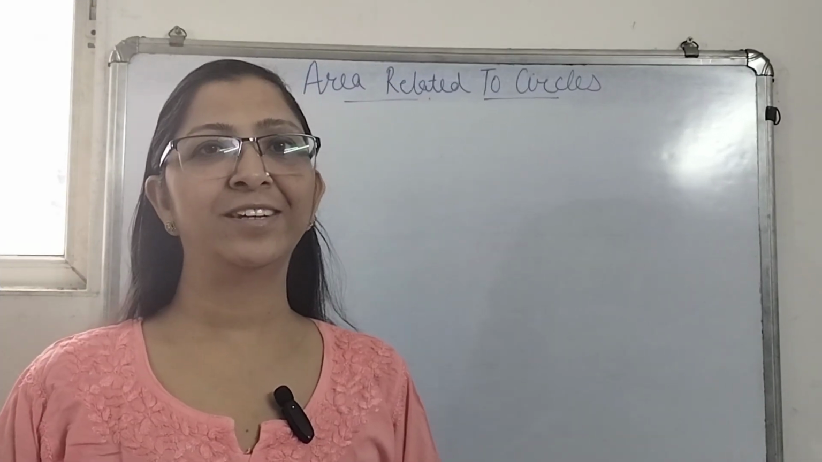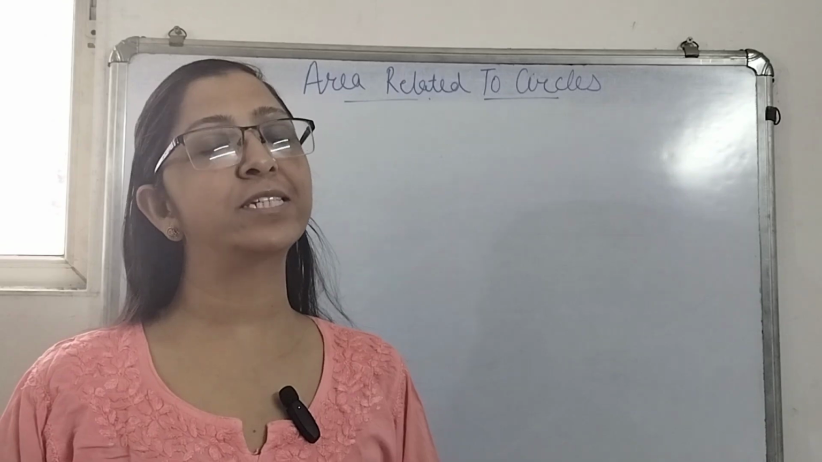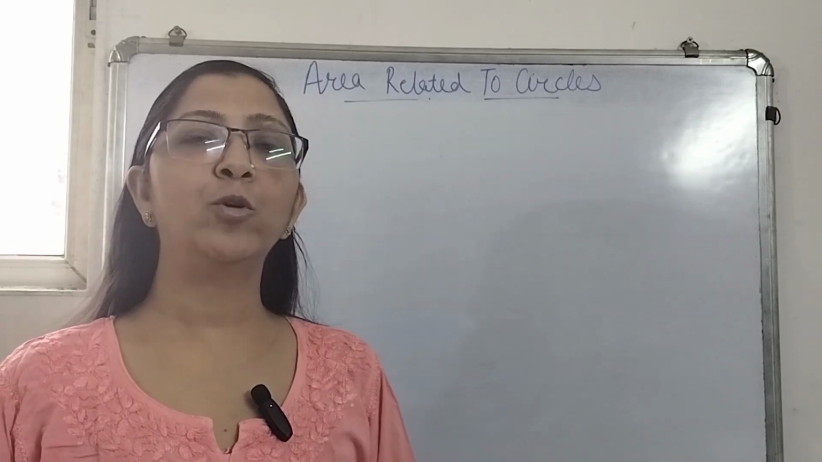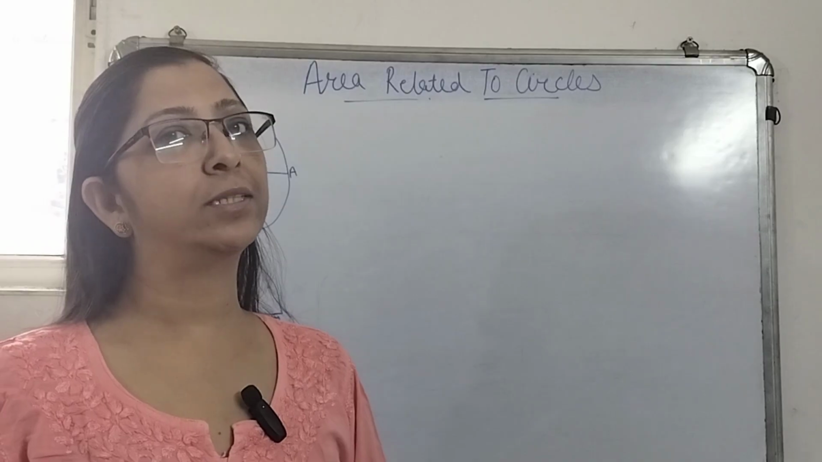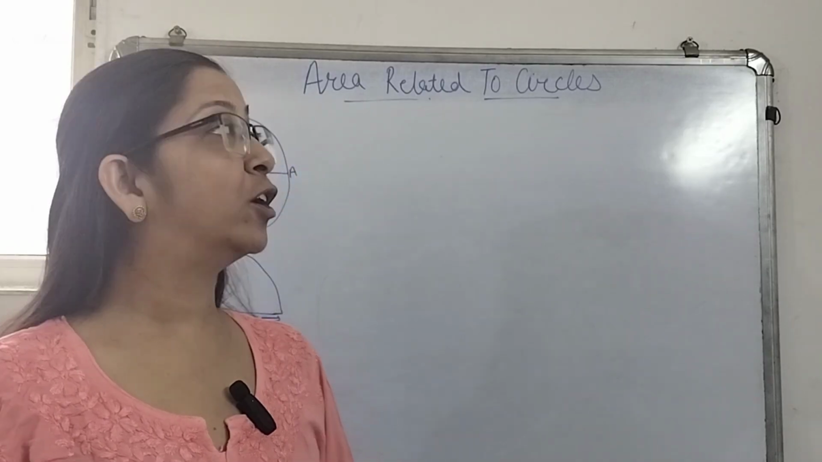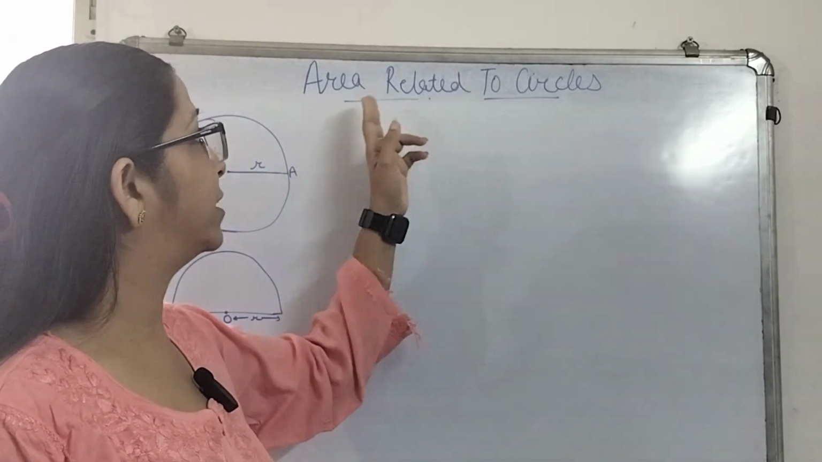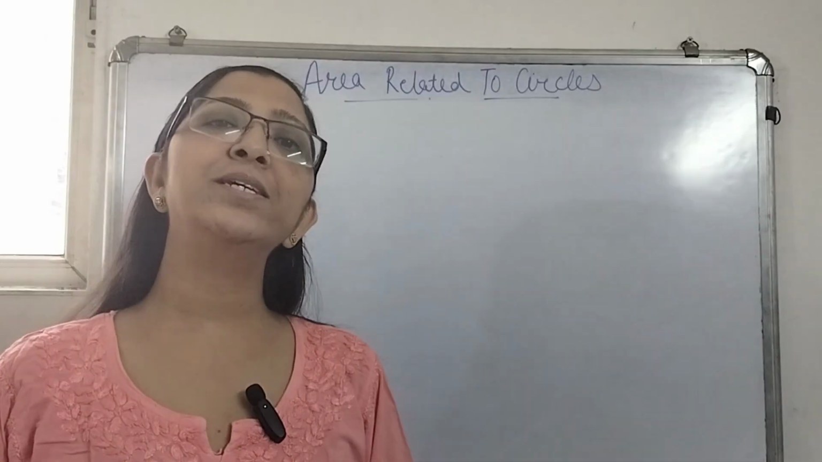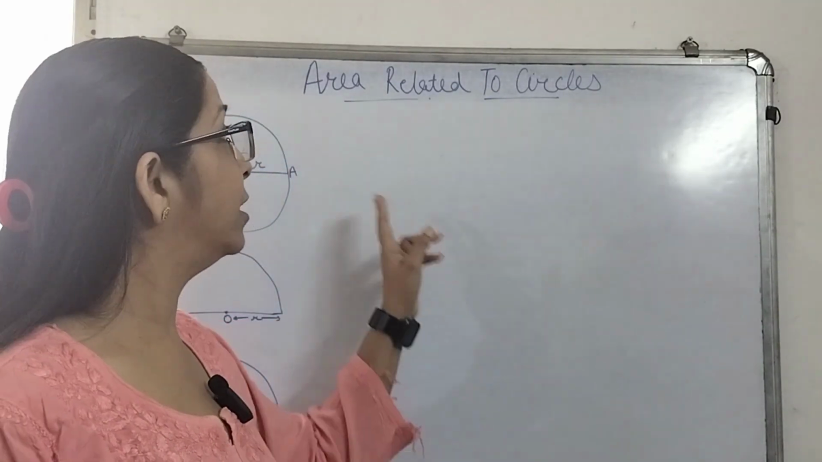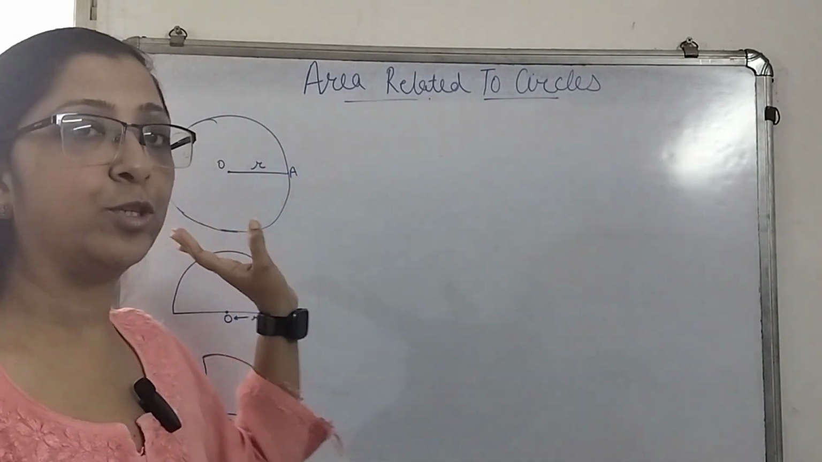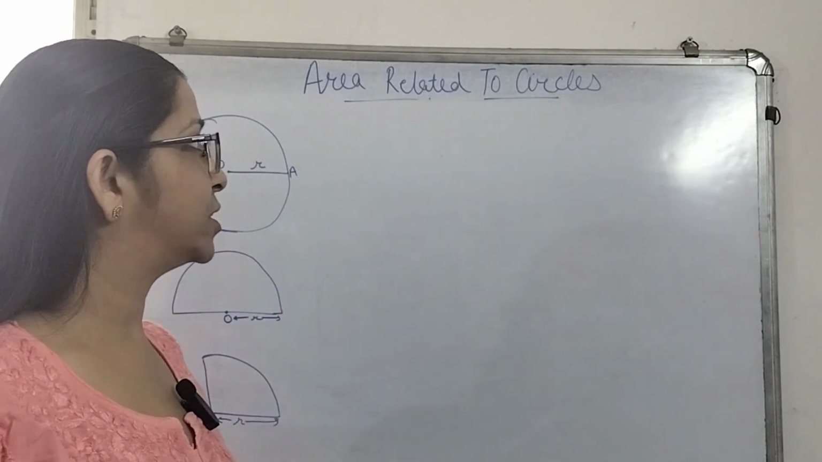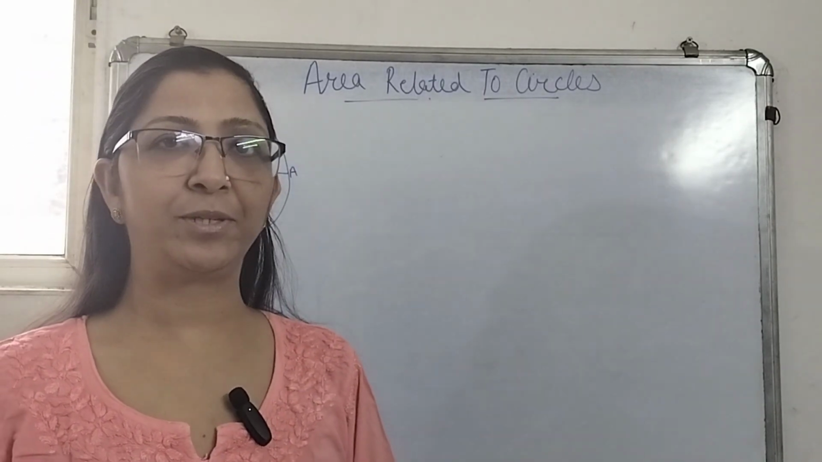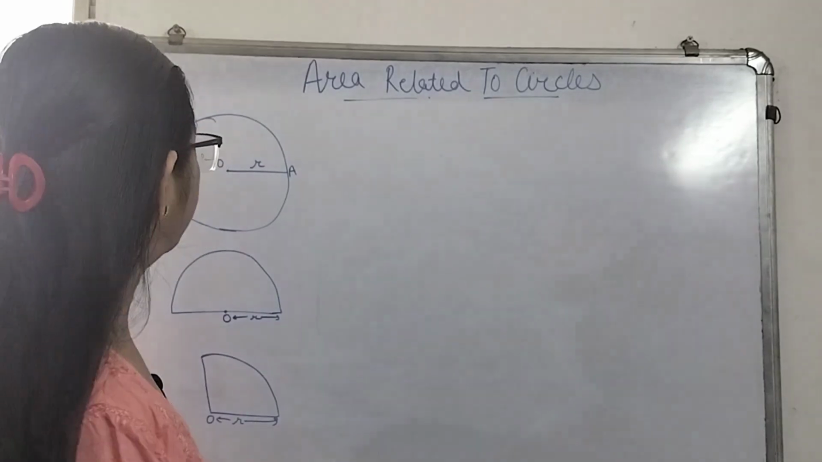Hello everyone. In our last video, we saw what a circle is, what the properties of a circle are, what a tangent is, and what the properties of tangents are. Now in this chapter, that is area related to circles, we will be learning about whatever area is related to a circle. So let's start.